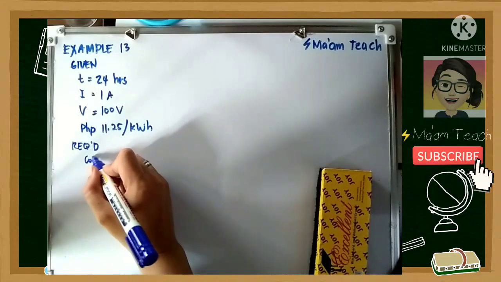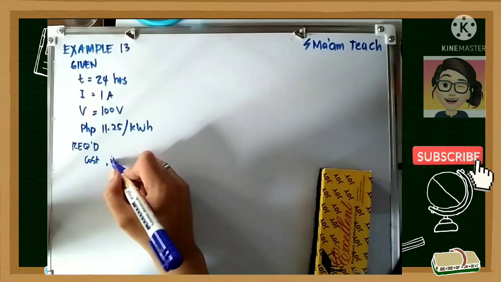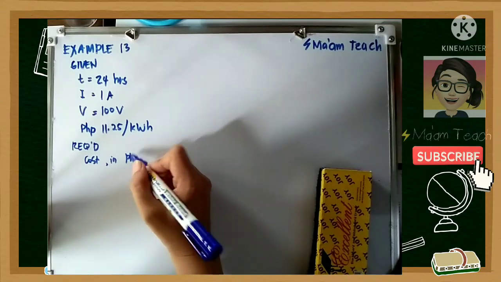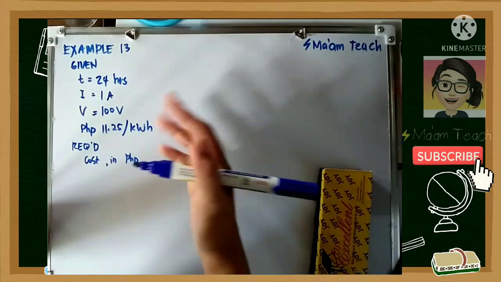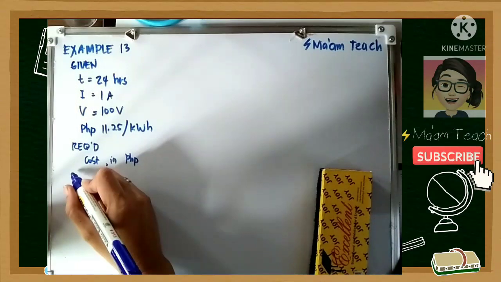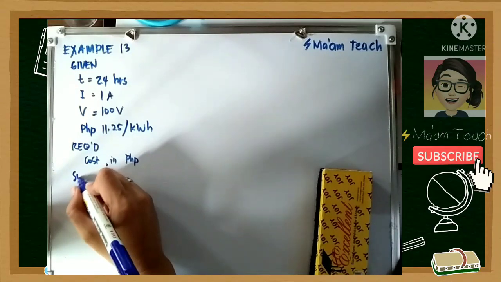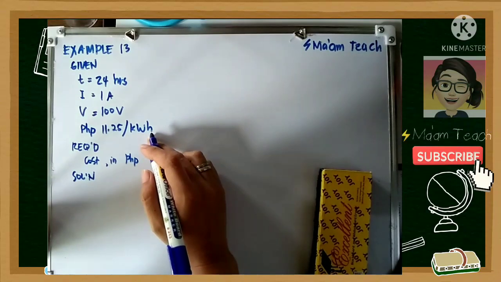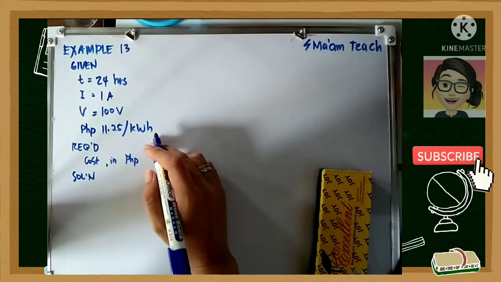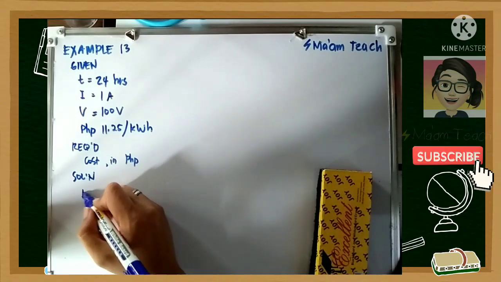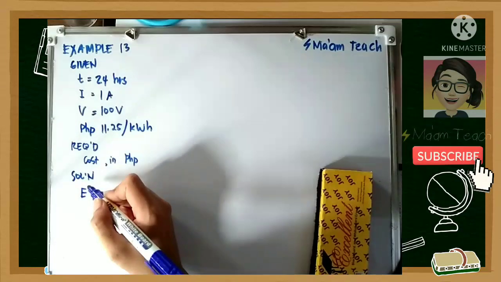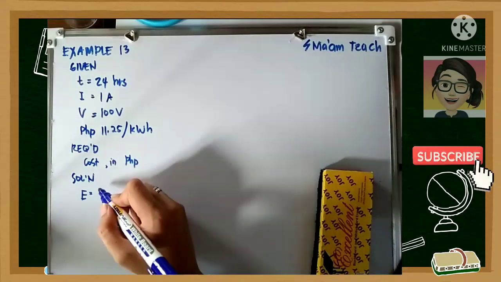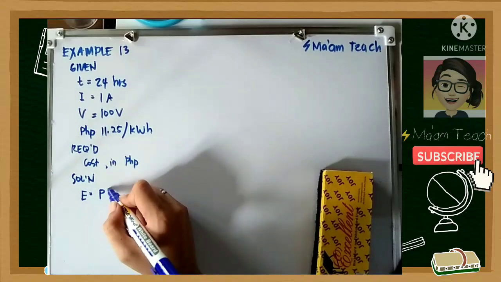Now, cost, class, is of course in pesos. Okay, the unit is in pesos. So in order for us, class, to solve for that, we need first to determine our energy consumption, which is in kilowatt hour. And take note that the formula for energy consumption is power times time.